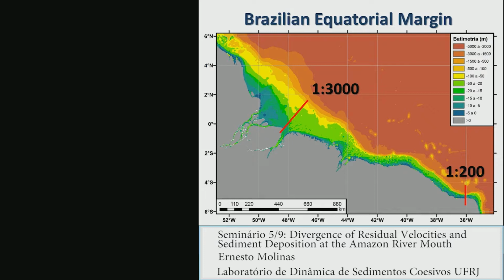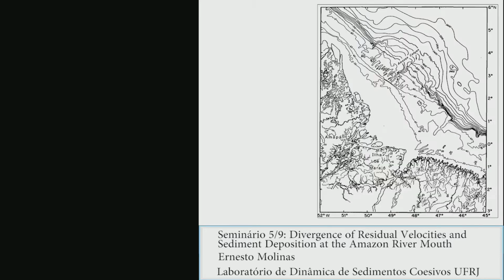This is another bathymetry I took from an article. We have the same thing, but what calls more attention is those features around here after the 60-meter isobath. And these channels look very much like ebb channels, ebb dominant channels. But geologists suggest that this is actually a sign of the ancient history of the Amazon.